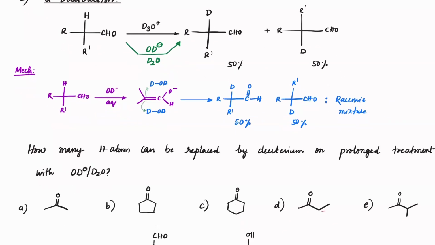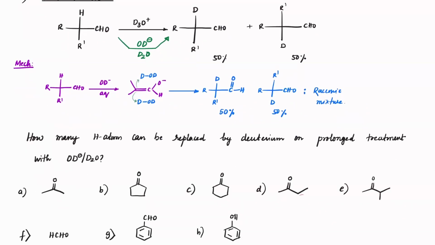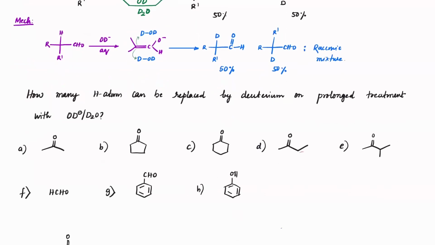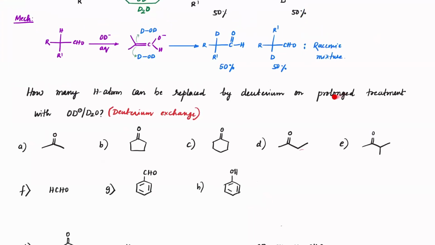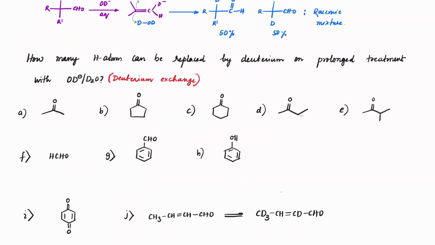Now, if the question is more emphasized on identifying the number of hydrogens that can be replaced or how many deuterium exchanges are possible, right? The other terminology that you should hear about is deuterium exchange. So deuterium exchange usually happens for a prolonged time. That means if you keep it in a basic medium or acidic medium for a very long time, then all of the alpha positions will get replaced.